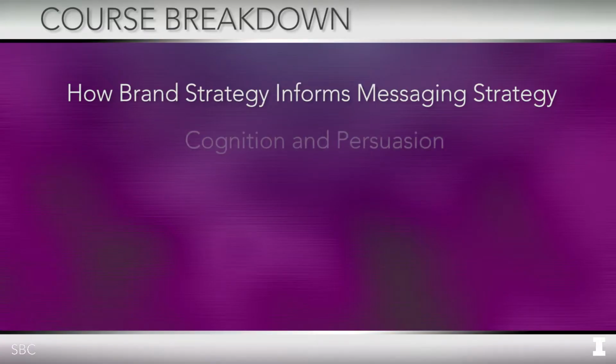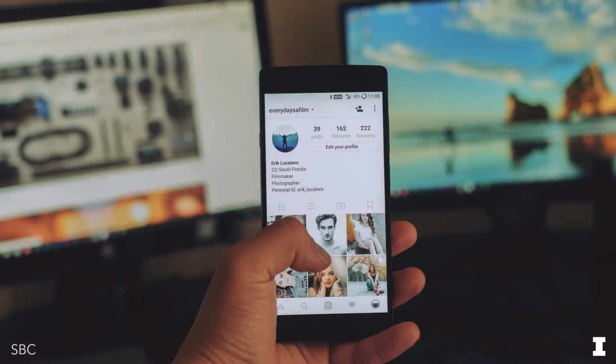In week 2, Cognition and Persuasion, we'll dive into the first 2 weapons of influence, as our author calls them in the book, reciprocation and commitment and consistency. And we'll also look at the persuasion knowledge model. We'll also spend a bit of time looking at the current media landscape and think about how it influences our messaging strategy.